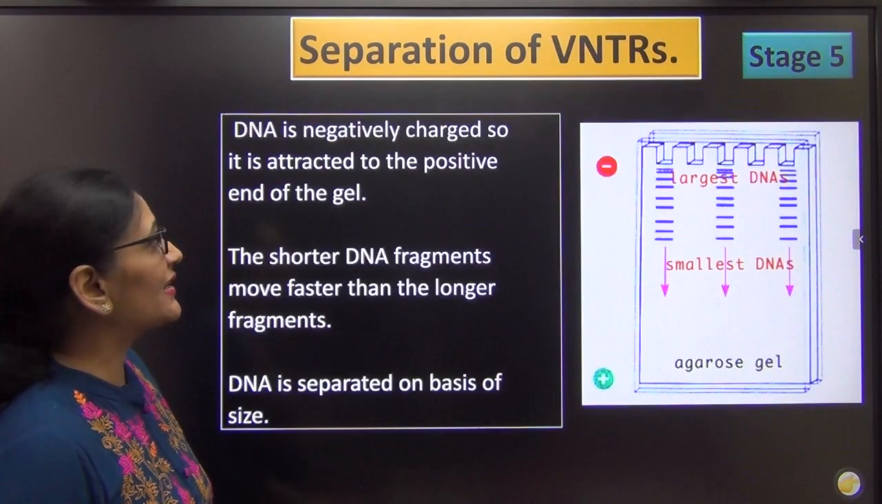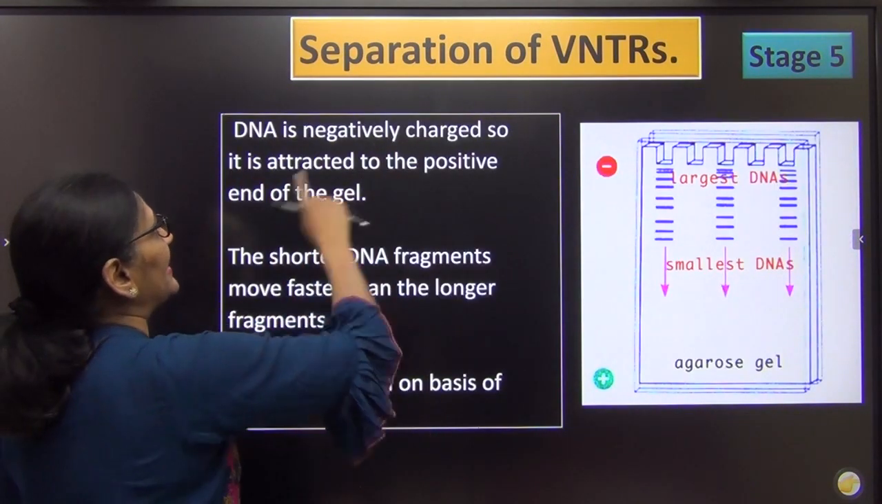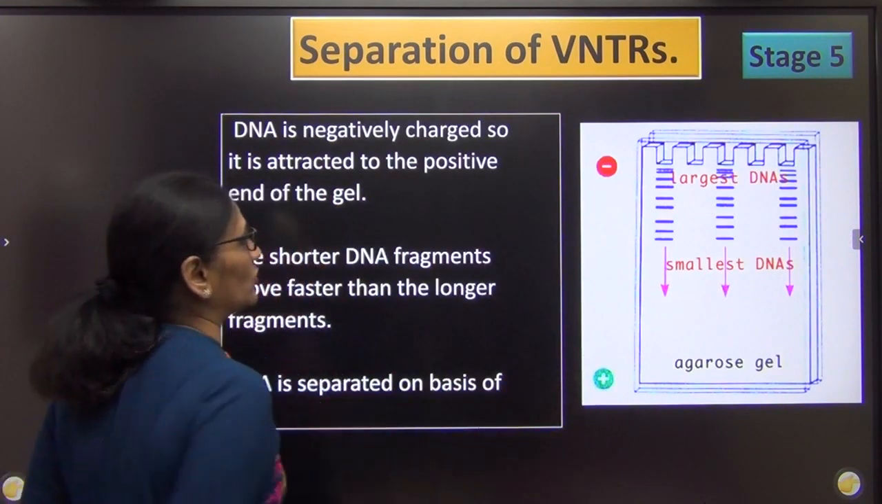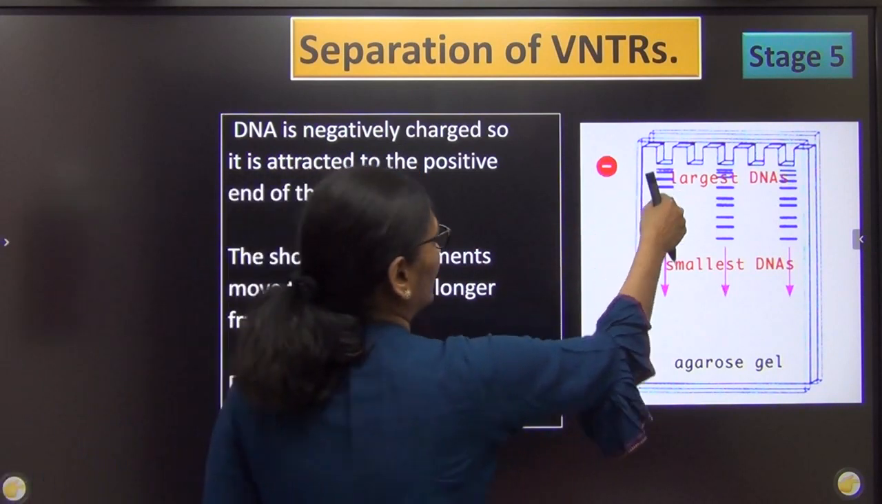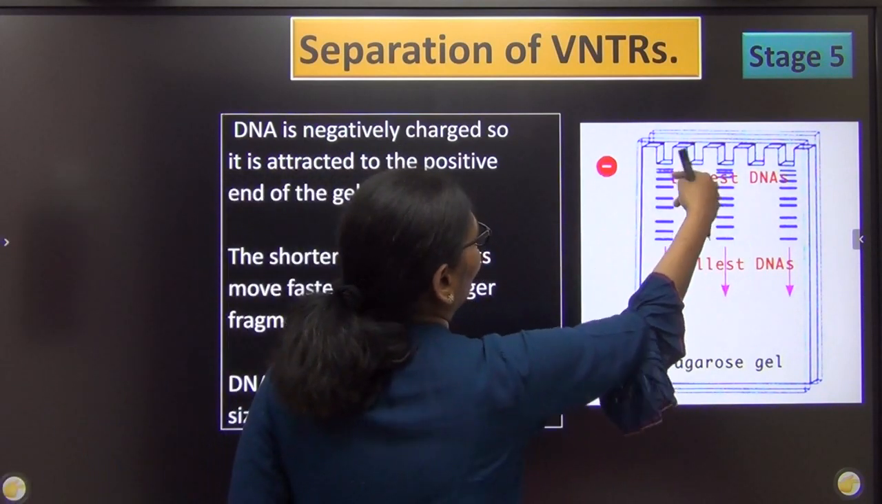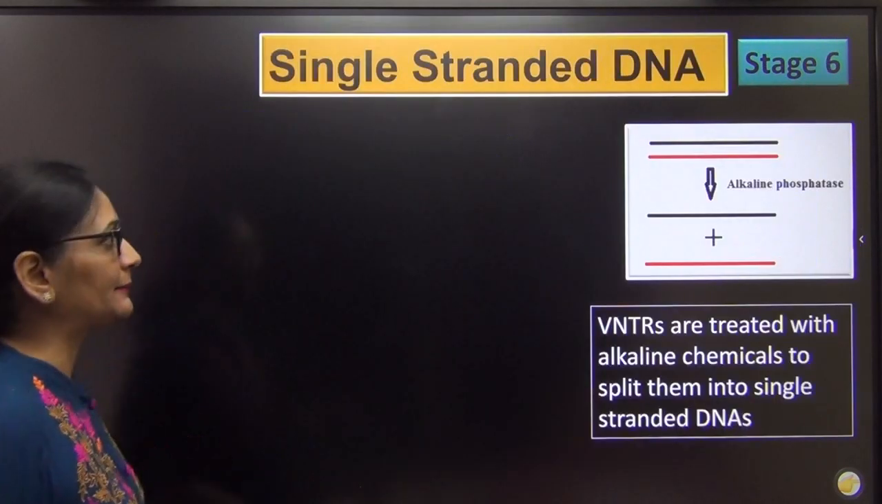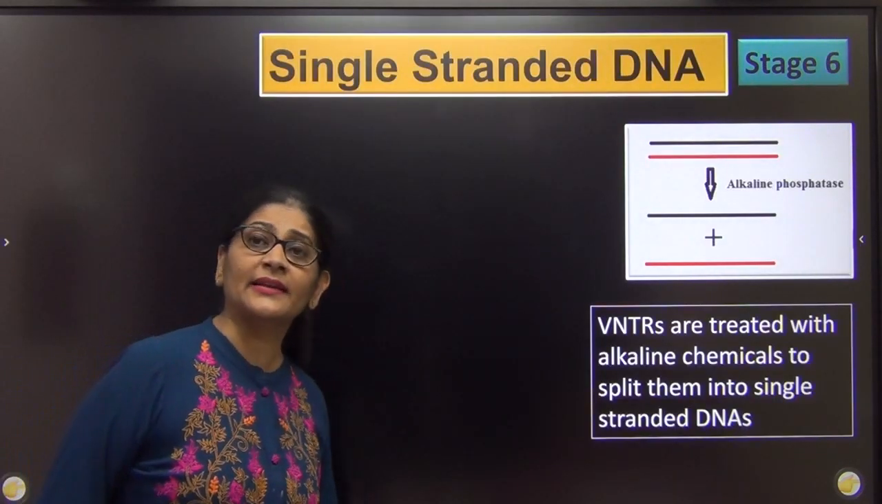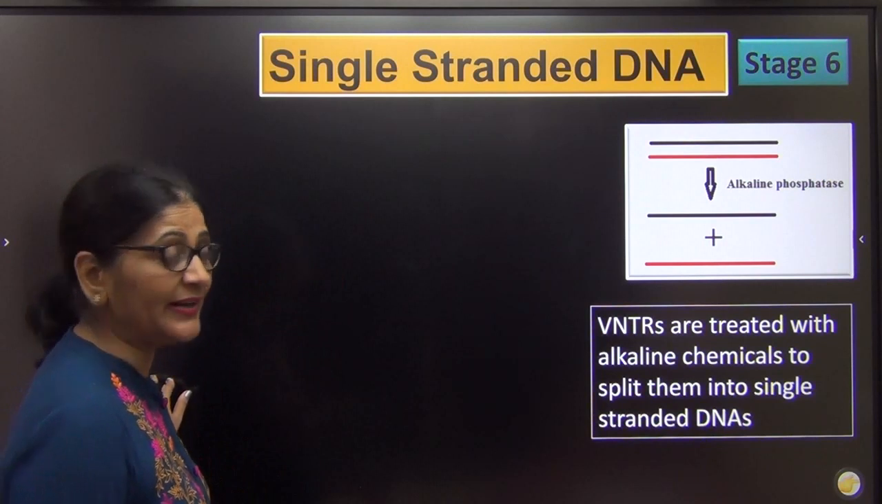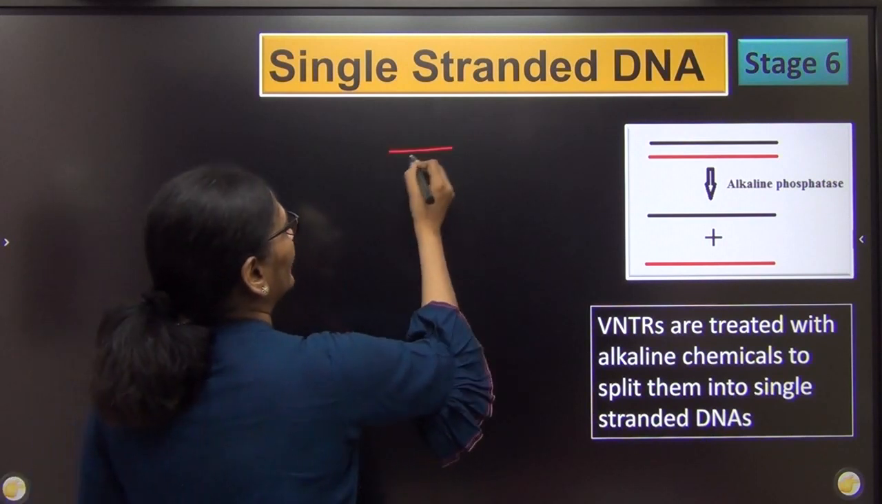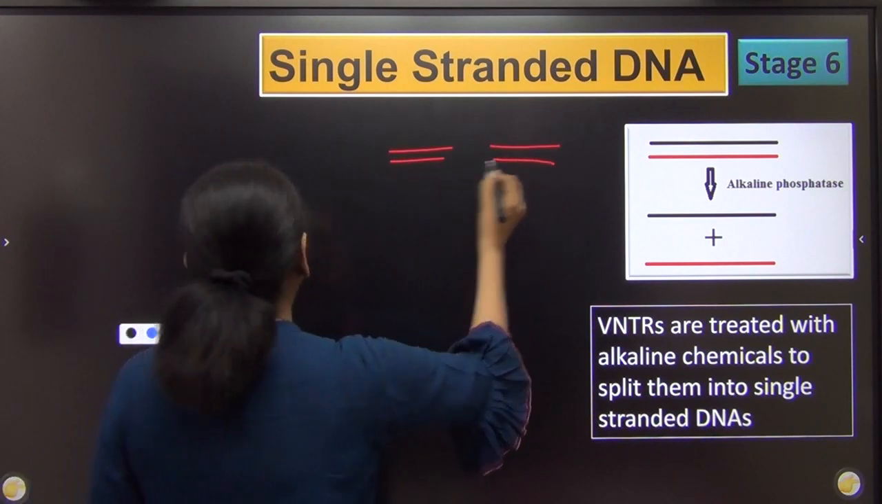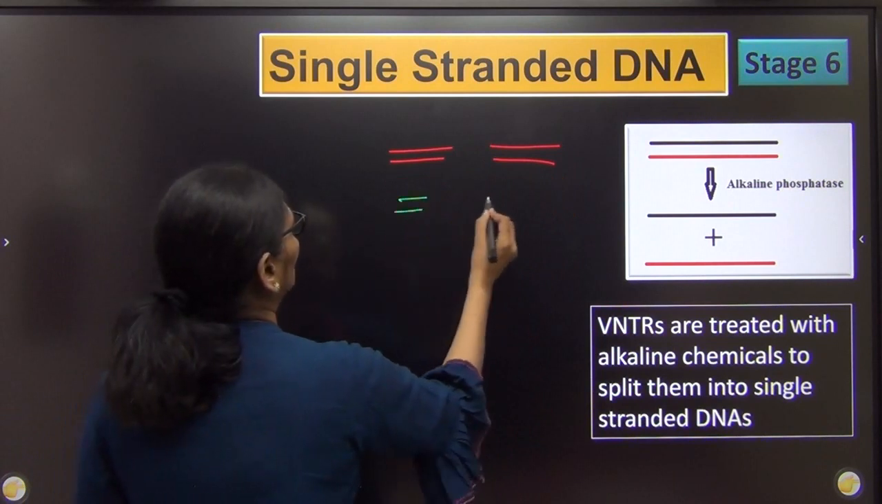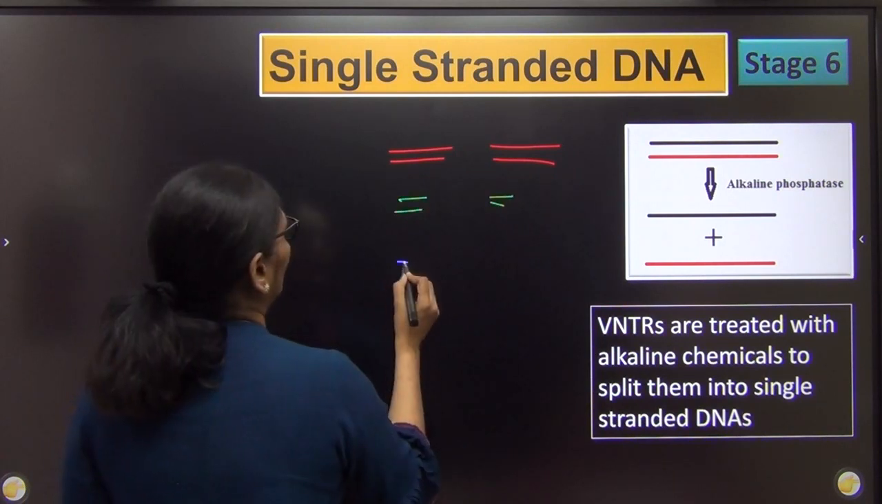Right? Now once they are separated, what will happen? DNA is negatively charged, so it will be attracted towards the positive electrode. The shorter fragments will come forward and the larger fragments will be at the back. Now, we know DNA is double stranded, right? So our DNA got separated like this: the larger ones are here and the shorter ones have come ahead, and the still shorter ones have come further ahead.